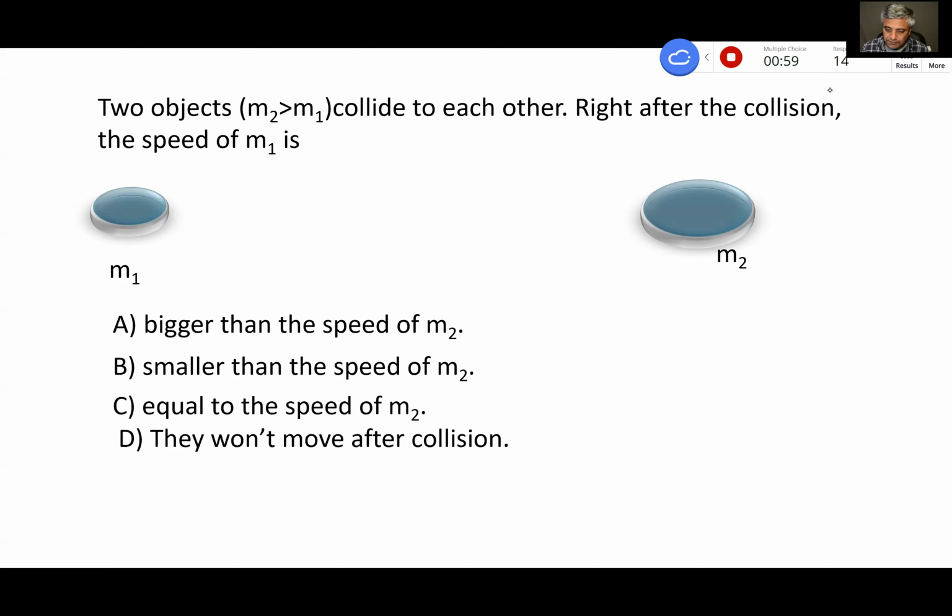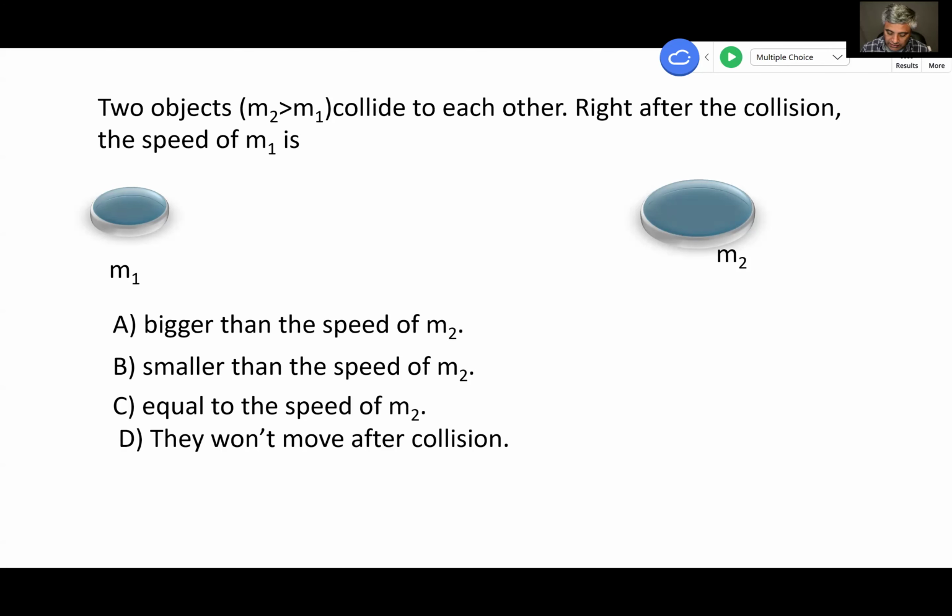Thirty more seconds. And 5 more seconds. 5, 4, 3, 2, 1, and it stops. Okay, let's see what we got.